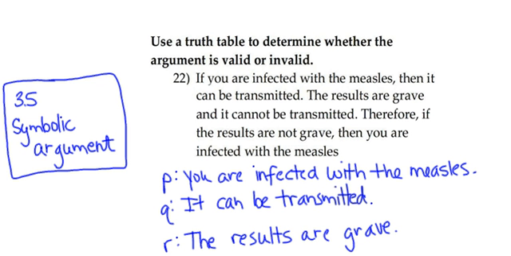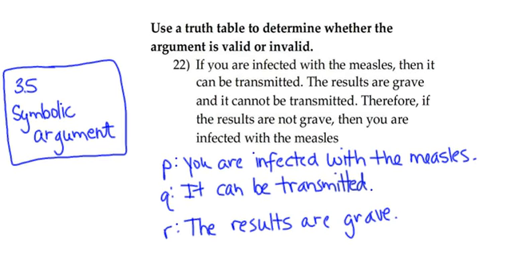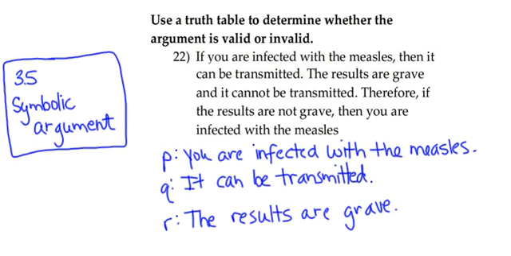We have, if you're infected with the measles, then it can be transmitted. The results are grave, and it cannot be transmitted. Therefore, if the results are not grave, then you are infected with the measles. So the three statements that are used in that argument are P. We're going to let P represent you're infected with the measles. Q will be representing it can be transmitted. And R will represent the results are grave.